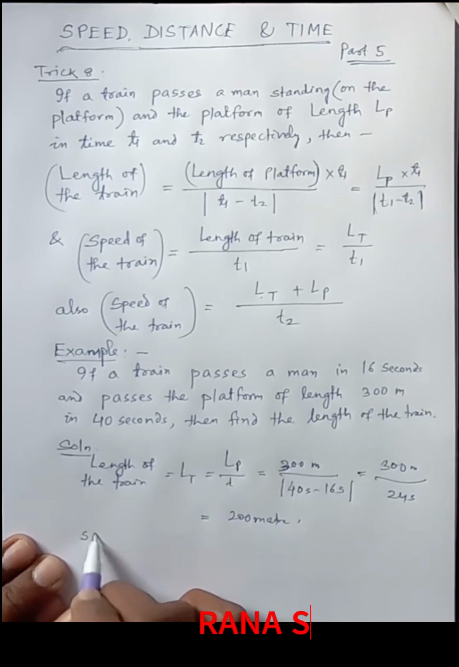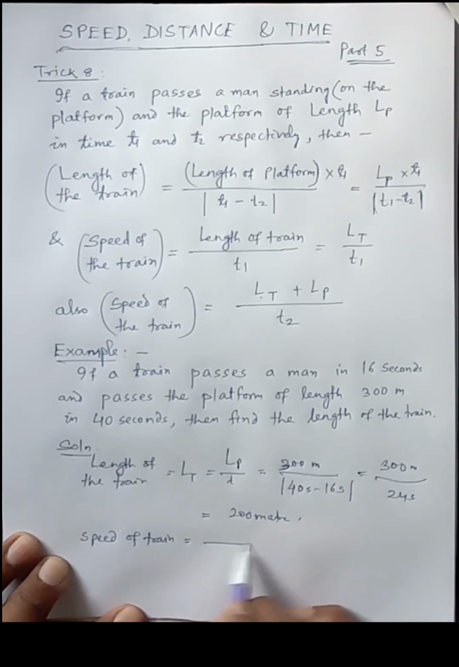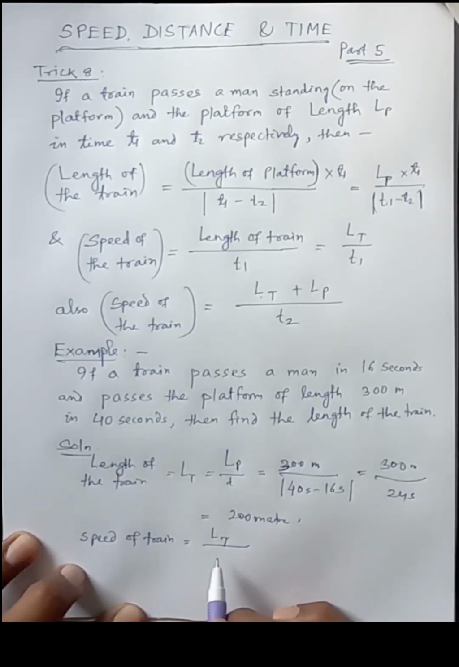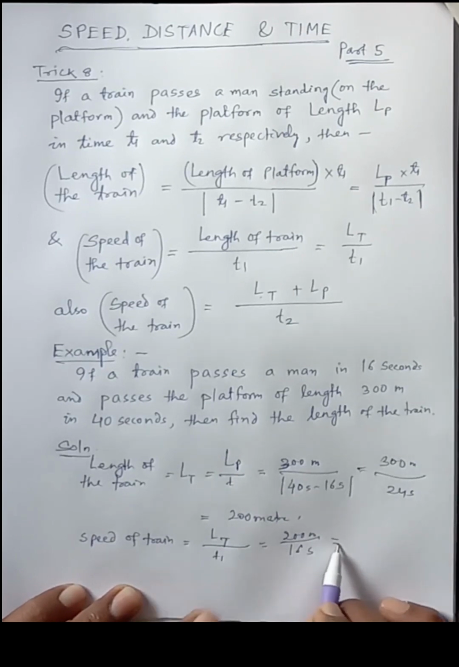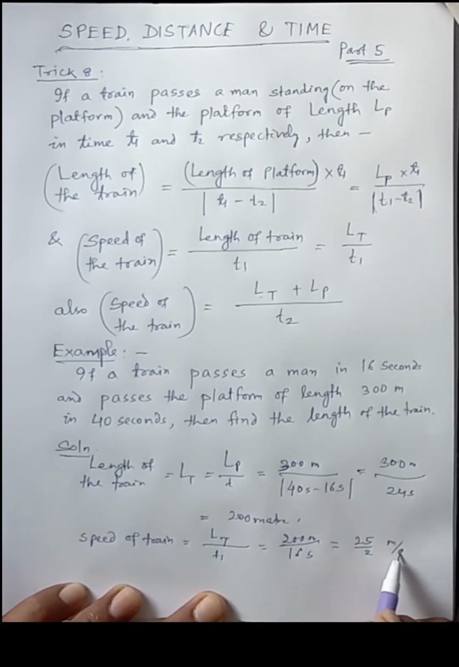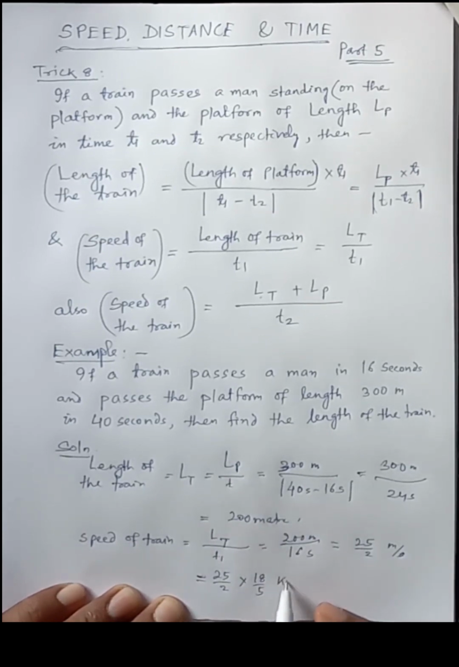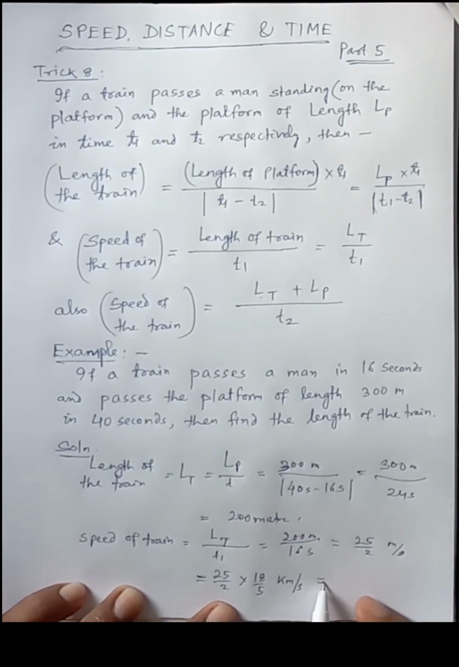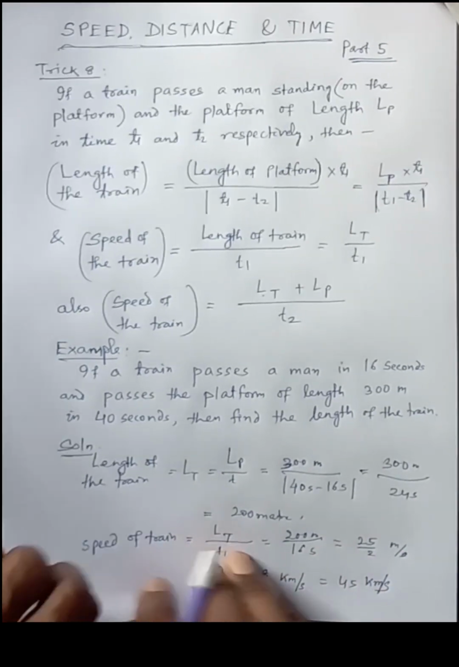Now speed of train is equal to length of train divided by t1. This is equal to 200 meter divided by 16 second. This will be equal to 25 by 2 meter per second, and this can be 25 by 2 multiplied by 18 by 5 kilometer per hour. This is equal to 45 kilometer per hour.